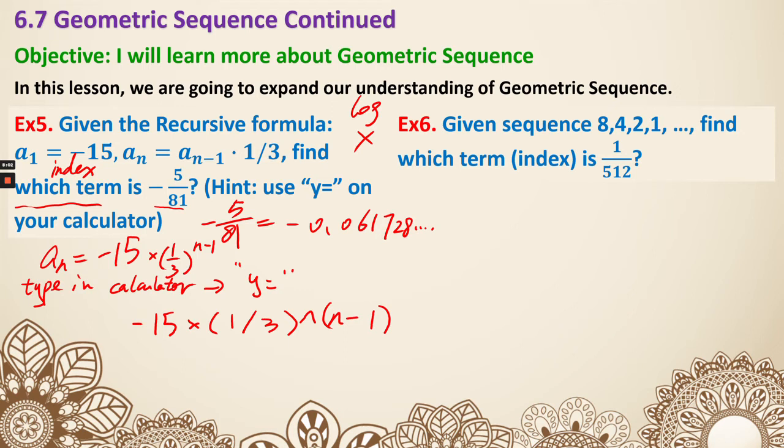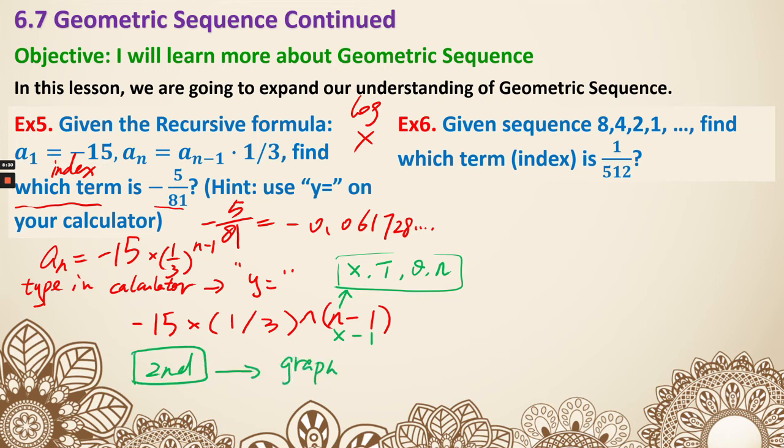For this n, we don't have a button exactly, but it is the button that says X, T, theta, n. That is the button we're going to use, which is next to the green button on your calculator. So we're actually going to type it as x minus 1 into your calculator. After that, you are going to press the key second and graph. That is going to show you a table.